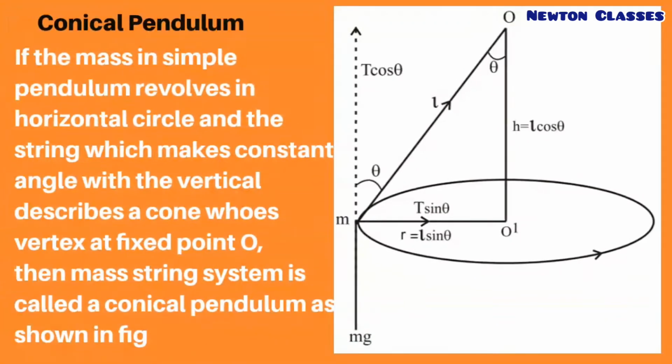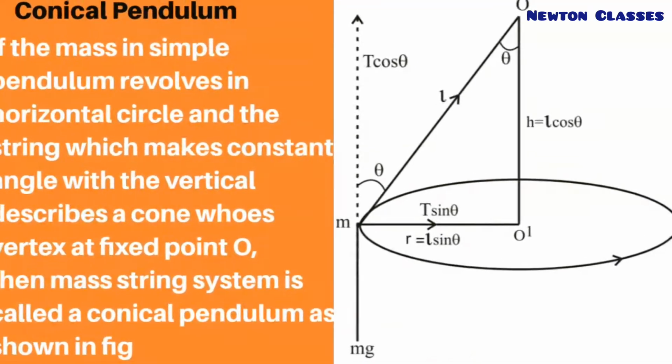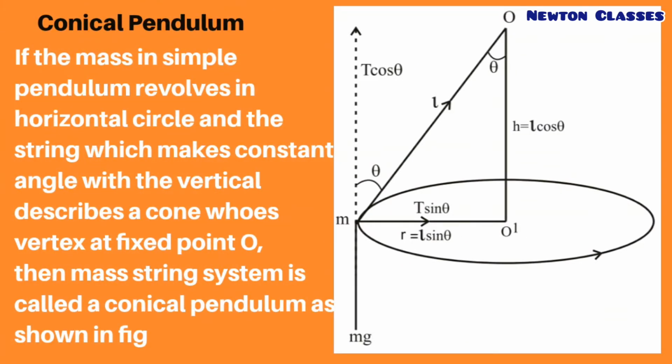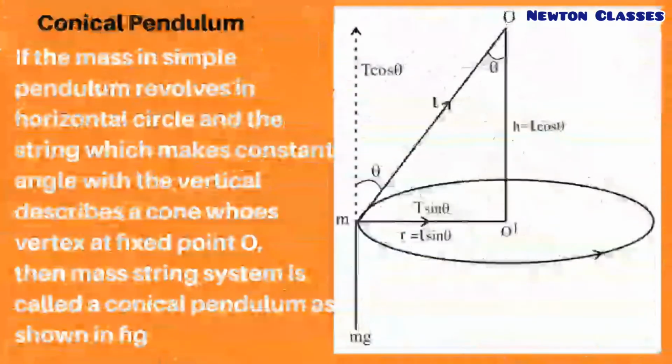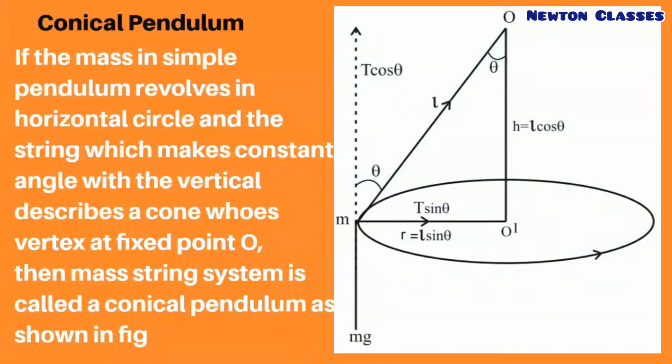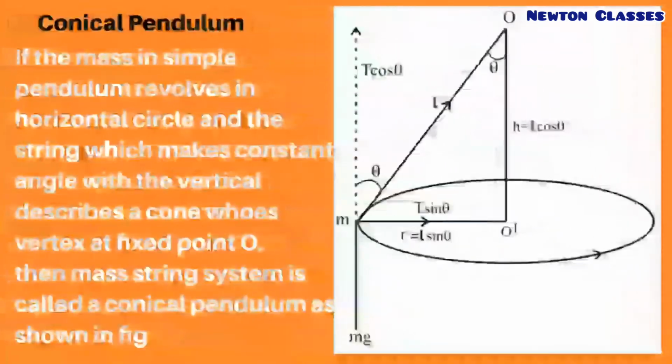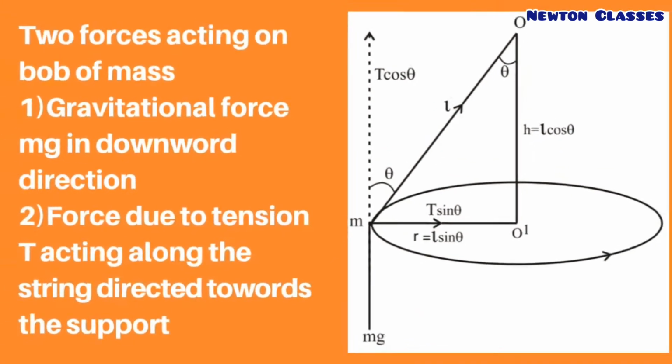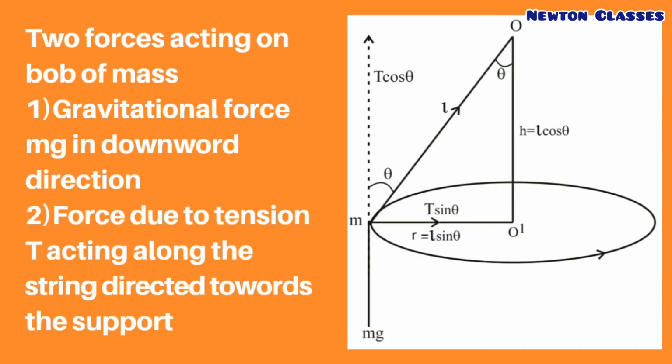What is meant by a conical pendulum? If the mass in a simple pendulum revolves in a horizontal circle and the string, which makes a constant angle with the vertical, describes a cone whose vertex is at a fixed point O, then the mass-string system is called a conical pendulum, as shown in the figure.